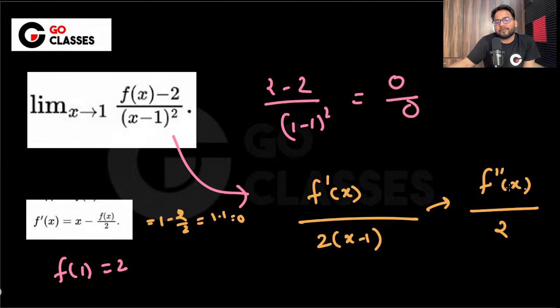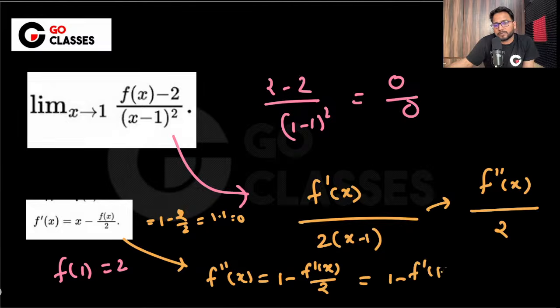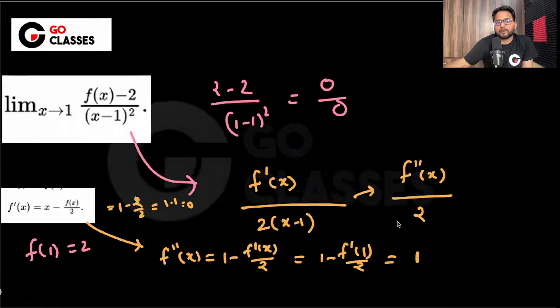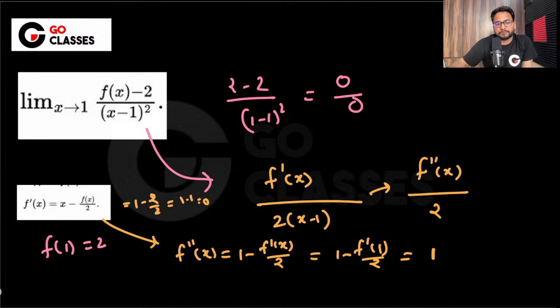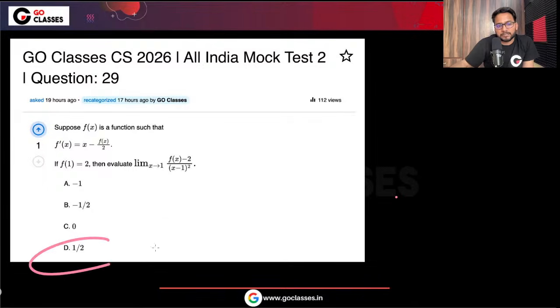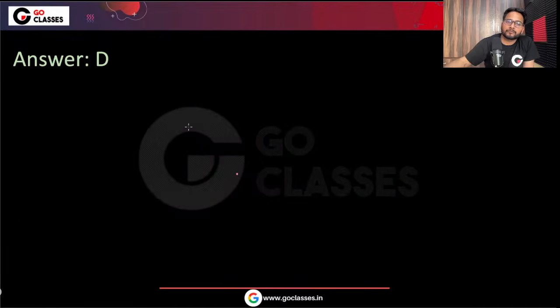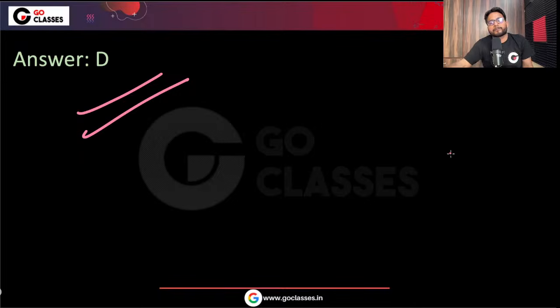Now if you put 1, f double dash 1 means you need to calculate f double dash x, which is 1 minus f dash x divided by 2, and then f double dash 1 means 1 minus f dash 1 divided by 2. F dash 1 is already calculated, it is 0, right? So 1. Okay, so it is 1 by 2. So ultimately 1 by 2 is the answer, because f double dash 1 is 1. Okay, so D is the correct answer here. Great. So it was not a tough question, it was a doable question, I think, right?